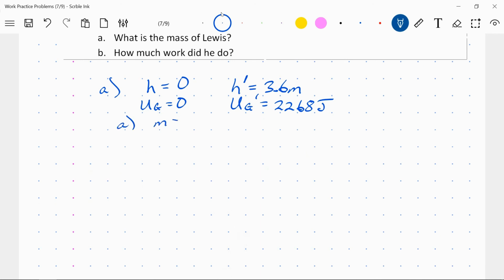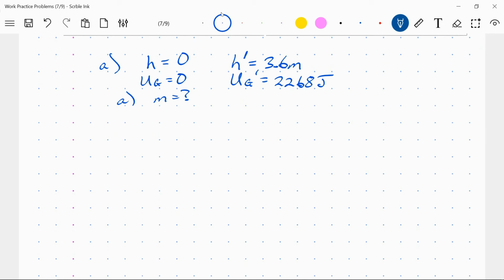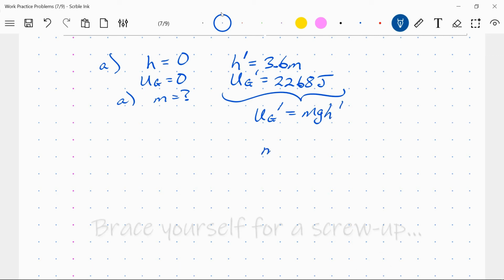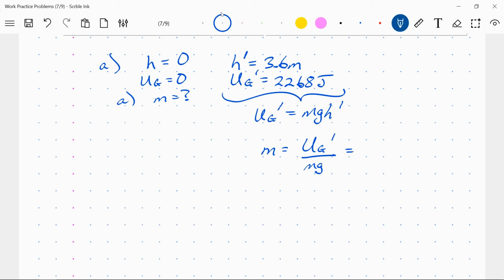So part A, what is his mass based on this information? Well, you can think of it as, again, conservation of, or actually no, it's kind of overkill really, because we know UG prime. So based on this alone, we can say that the gravitational potential he ends up with is equal to mgh prime. The only thing we don't know here is m, so let's calculate it. M is equal to the U gravity prime over mg, which is equal to 2268 over m of, sorry, what the heck did I do?